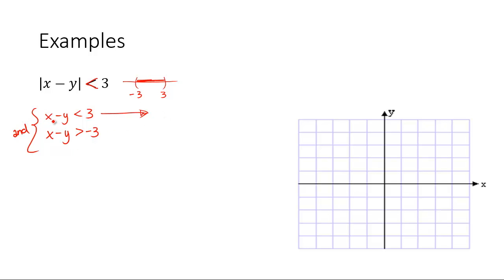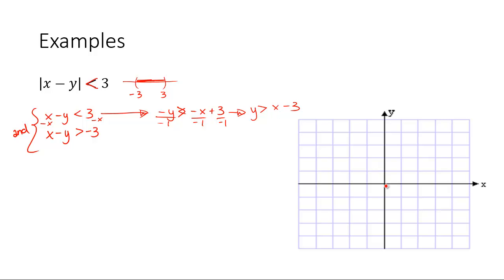So to graph this, I want to isolate my y, so I could subtract x from both sides, leaving me with -y less than -x plus 3. But then I'd have to divide everything by -1. But remember, if you divide by a negative, you have to switch the inequality sign. So that's going to leave you with y greater than x minus 3.